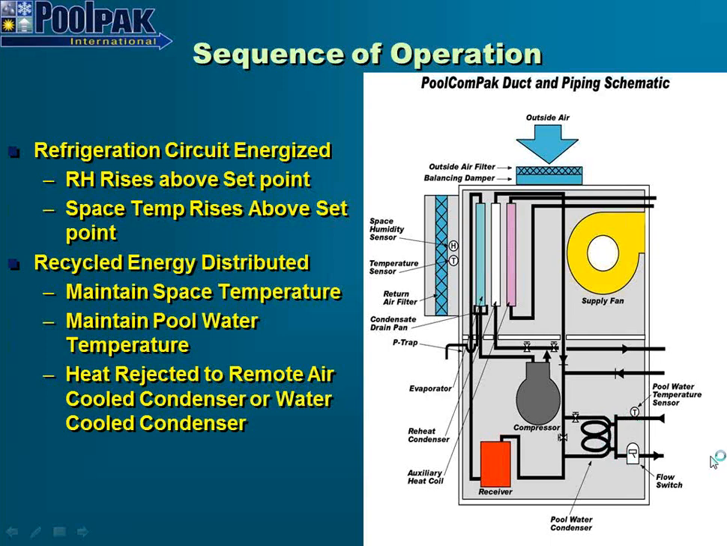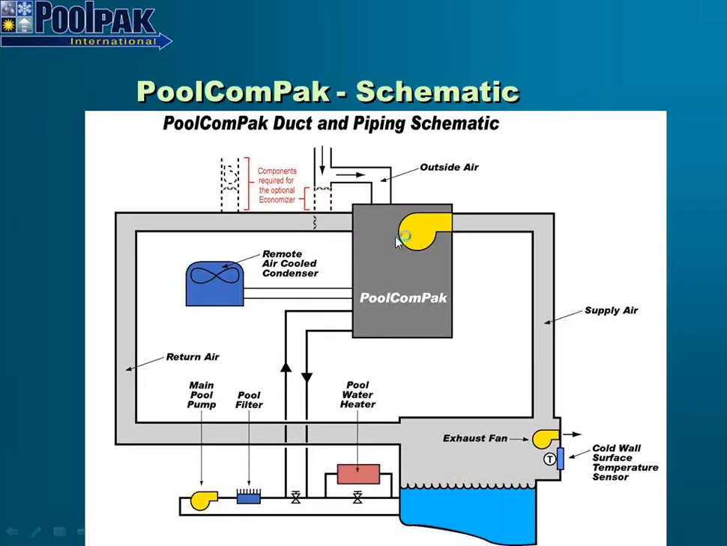This is a fairly standard setup for a PoolPak unit. We have our PoolPak unit right here. We can field fabricate and install an economizer to the PoolPak unit to introduce outdoor air and take care of free cooling when appropriate. We can reject heat, as I said a little bit earlier, to either the pool, or we can reject it to a remote air-cooled condenser. And then, of course, we have our ductwork that goes supplied to the pool natatorium, then back to the unit.